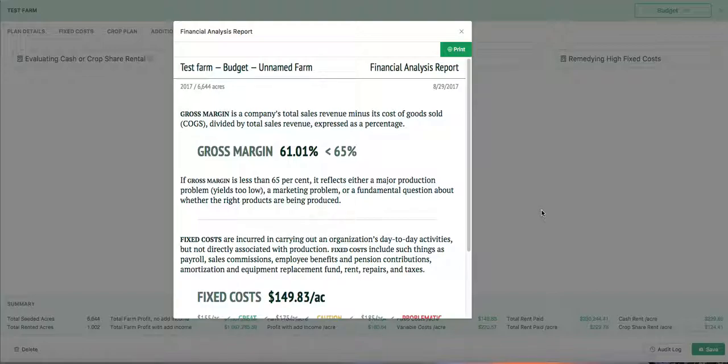Now, part of this gross margin calculation, what it reflects, and this is the most important part, is that it's either a major production problem, yields are too low, we know we don't have that, a marketing problem, we're not getting the value out of it, or I think the most important fundamental question is whether the right products are being produced. Remember that risk management around a crop starts with what you put in the planter, not what you put in the bin.